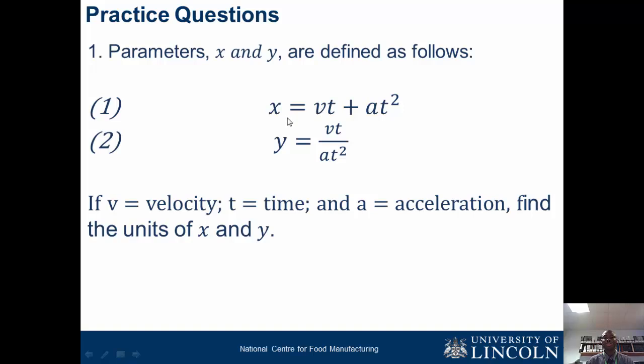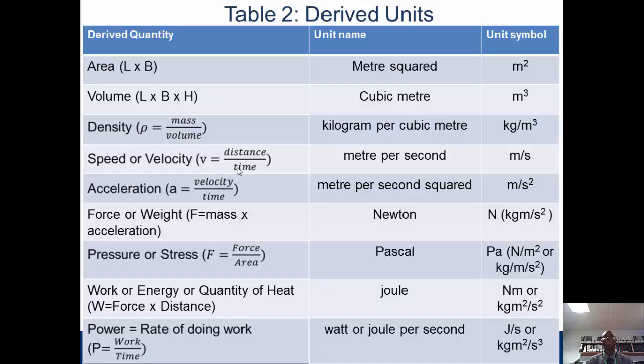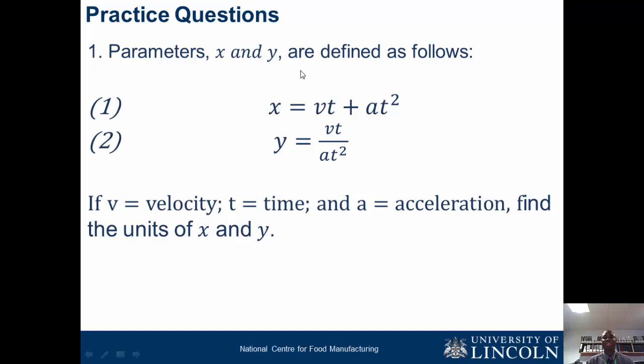Simple. All you need to do is go back here, look for your velocity. What is the unit? What's the unit of your time? What's the unit of acceleration? What's the unit of your time? And then don't forget to square that. Now you will get the unit of x. So just make an attempt and let's see what you have. And for your y also, we know the unit of v, we know the unit of t, we know the unit of a, we know the unit of t. So all you need to do is just substitute them in the formula and see what you have at the end of the day.